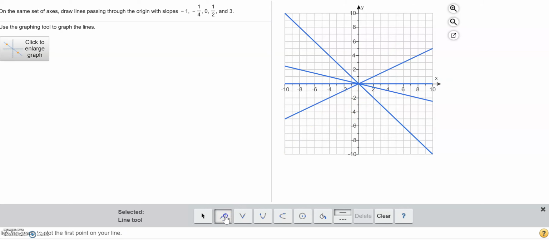And then the last one, grab the line tool again, start at 0, 0, and go up 3. And again, it's a whole number, so up 3, and then visualize being over 1 for a rise over run. And there's your last line.